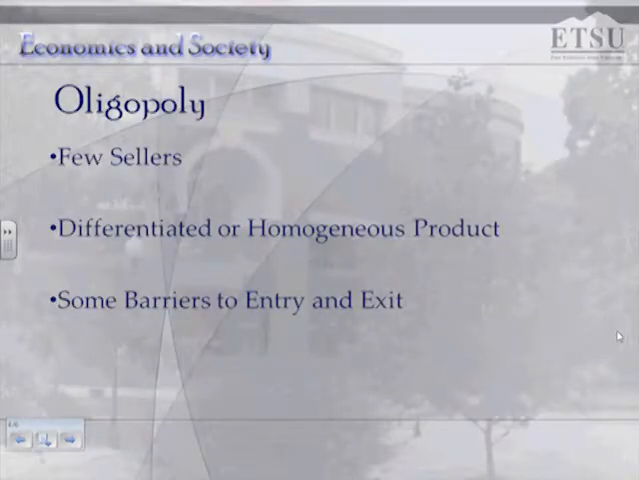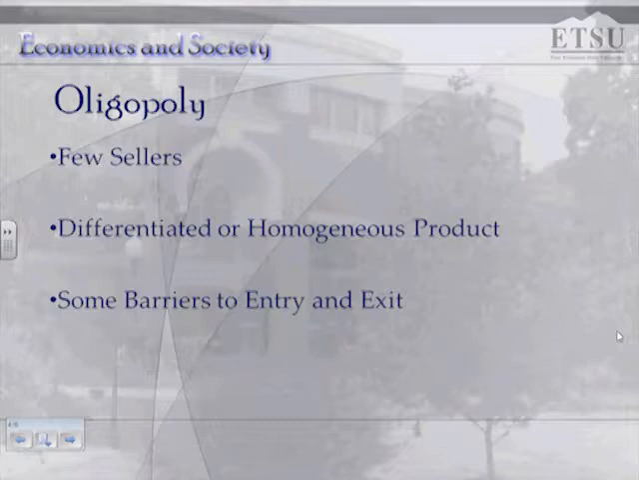Oligopoly is the market structure that's in the middle, that leans more towards monopoly, and that's because there are only a few sellers. We have a few sellers who are mutually interdependent upon each other. So their pricing and quantity decisions depend a great deal upon what their competitors do. These firms may offer a product that is differentiated, or it could be a homogeneous product.